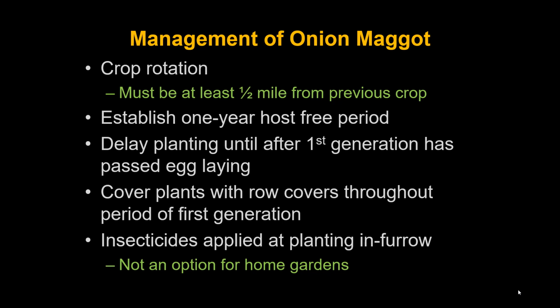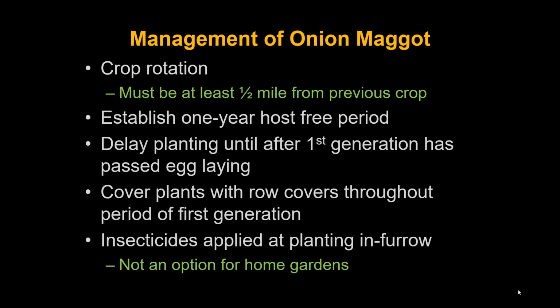By a host-free period, meaning there are no allium in the area, not just onions, but other plants that might support it. You could delay planting. You use these degree day models, and you can get an idea of when the first generation has passed egg laying, and then you get your planting scheme in to avoid that. Now, in this case, that may also result in yield loss, because onions you usually want to plant a little early. In a garden, covering plants with row covers throughout the period of that first generation, that's probably the best thing for you to do. If you can eliminate that first generation from developing, then that should have a big impact on it not being in high numbers for the rest of the season.